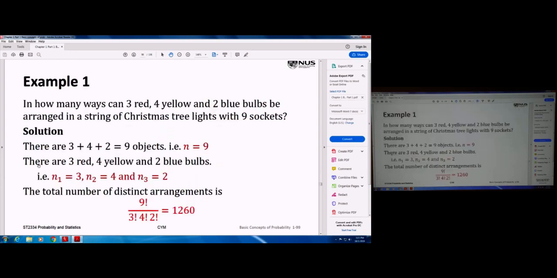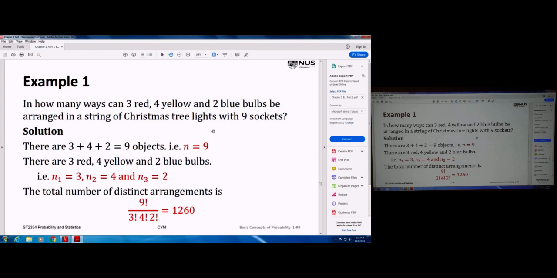Let's have a look at an example. It's very similar to the one you have here. You have 3 red, 4 yellow, and 2 blue bulbs arranged in Christmas tree lights with 9 sockets. So how many ways? In this case you have 9 objects, 3 plus 4 plus 2, so n is 9. I think this one is not so useful actually.